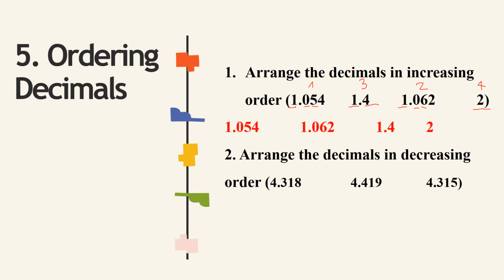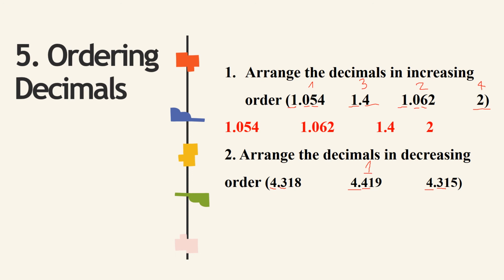So we got 1.054 and then 1.062 and then 1.4 and the last one is 2. Now let's move on to the second one, arrange the decimals in decreasing order. We are going to compare the number in the ones place. It is 4, 4, 4. We cannot decide which one is greater or smaller.